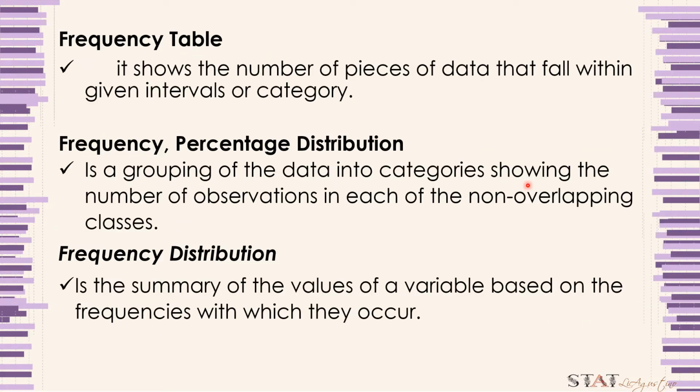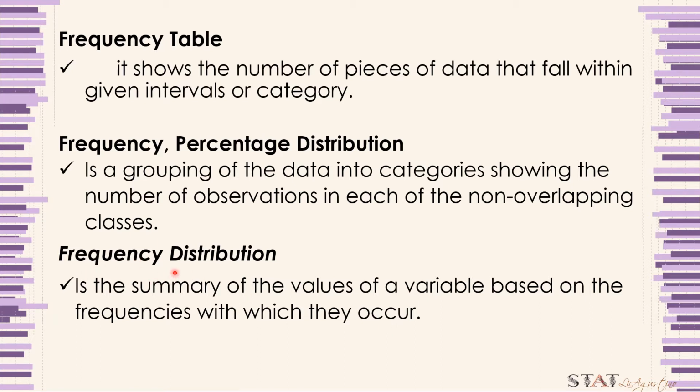Now, let's define what is a frequency table. It shows the number of pieces of data that fall within given intervals or categories. And how about the frequency percentage distribution? It is a grouping of the data into categories showing the number of observations in each of the non-overlapping classes. And then what is this frequency distribution? It is the summary of the values of a variable based on the frequency with which they occur.